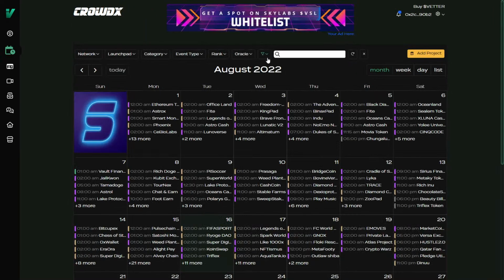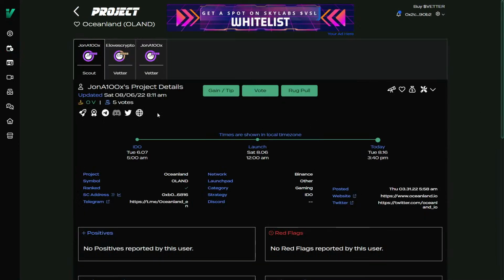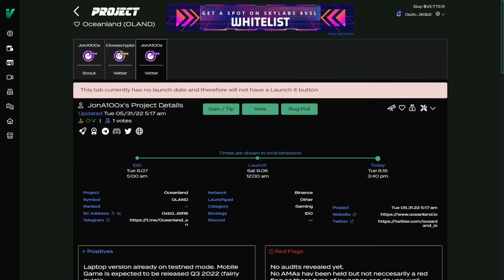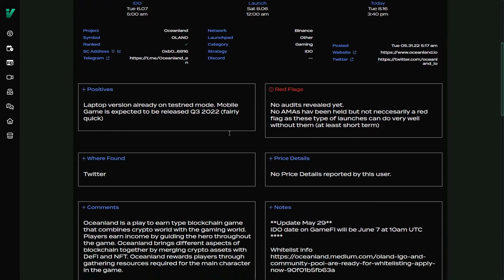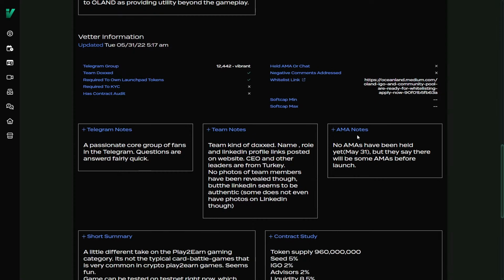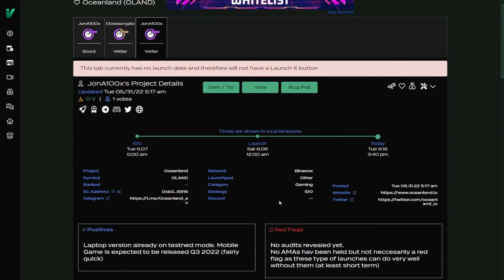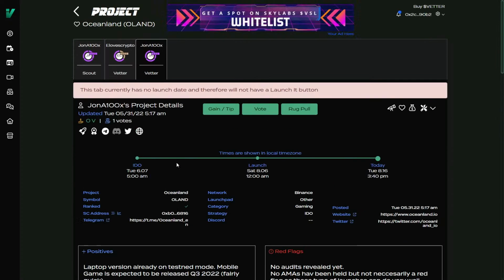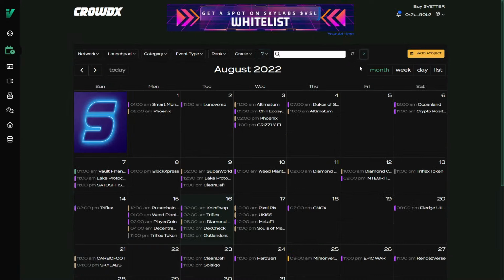And then what you'll see sometimes is a vetter will come along and they will vet the project. A vetter will add additional information. They'll go in deep about the Telegram. Is it vibrant or not? They'll go in deep about the team, AMAs, a short summary, even talking about the contract or tokenomics, the audit. And what this allows you to do as a user is to sift and sort, looking for specific projects that you want to look for.